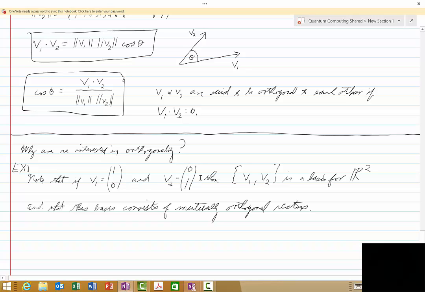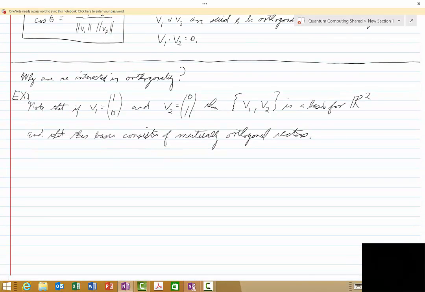That's clear. For instance, let's pick a vector in R2. Let's say maybe 5, 7. Well, 5, 7 is equal to 5v1 plus 7v2. So, clearly, any vector in R2 could be written as a linear combination of those two vectors. But furthermore, in addition to that, this basis has the property that the vectors in it are orthogonal to each other. Now, why is that useful? Well, in order to understand why it's useful, I need to get another basis in which that's not true, and then you can see which one is more convenient to use.